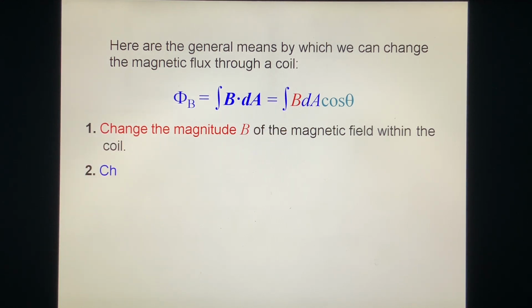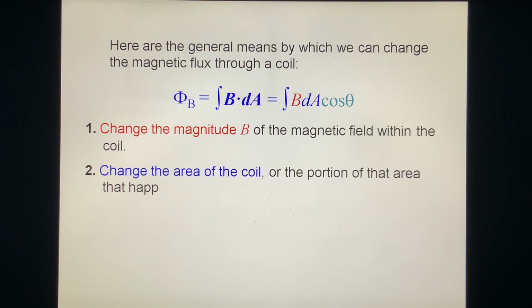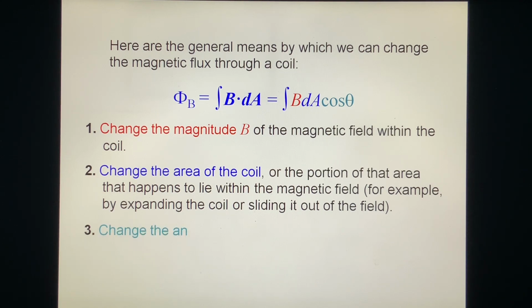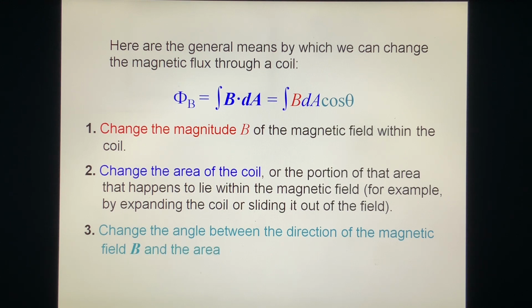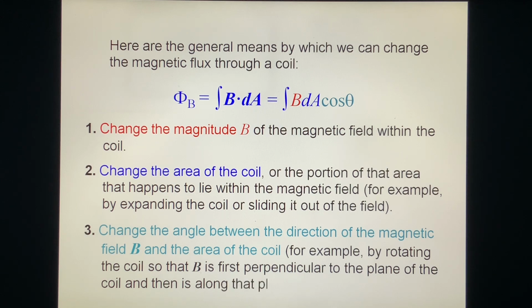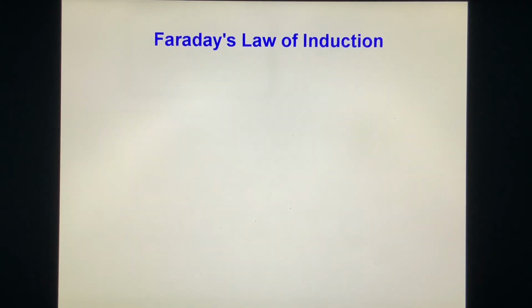Then the second one, dA: change the area of the coil or the portion of that area that happens to lie within the magnetic field, for example, by expanding the coil or sliding it out of the field. Third, change the angle between the direction of the magnetic field B and the area of the coil, for example, by rotating the coil so that B is first perpendicular to the plane of the coil and then along the plane.